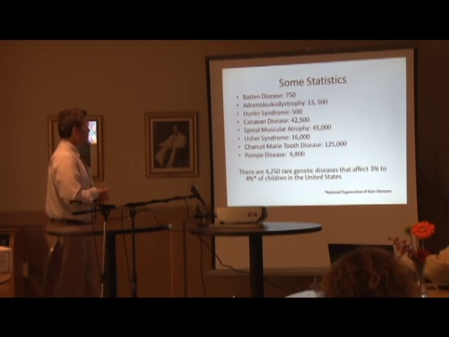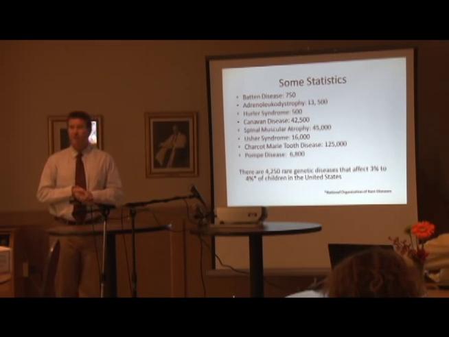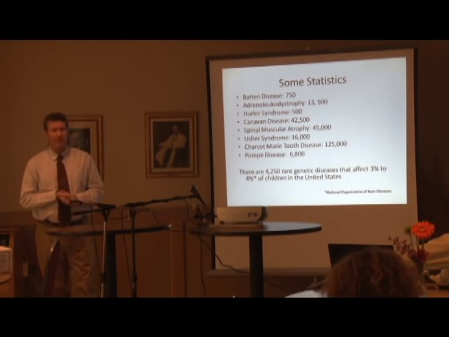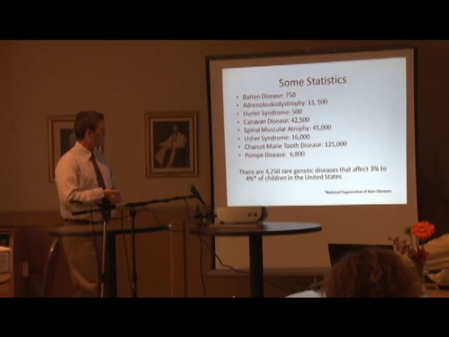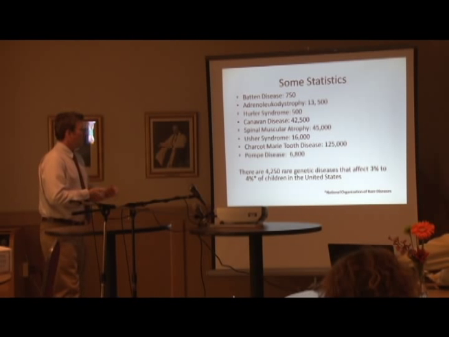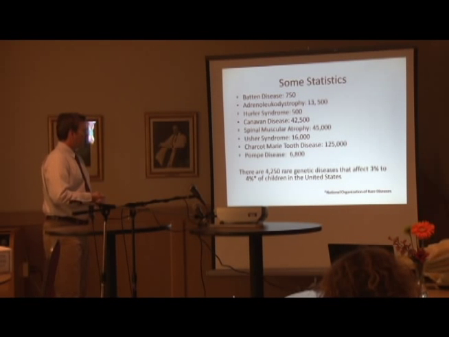These are just some statistics. Batten disease I'm going to talk about. There's about 750 children in the United States right now with this inherited genetic disorder. And I just randomly put some others up from the National Organization for Rare Disorders here.